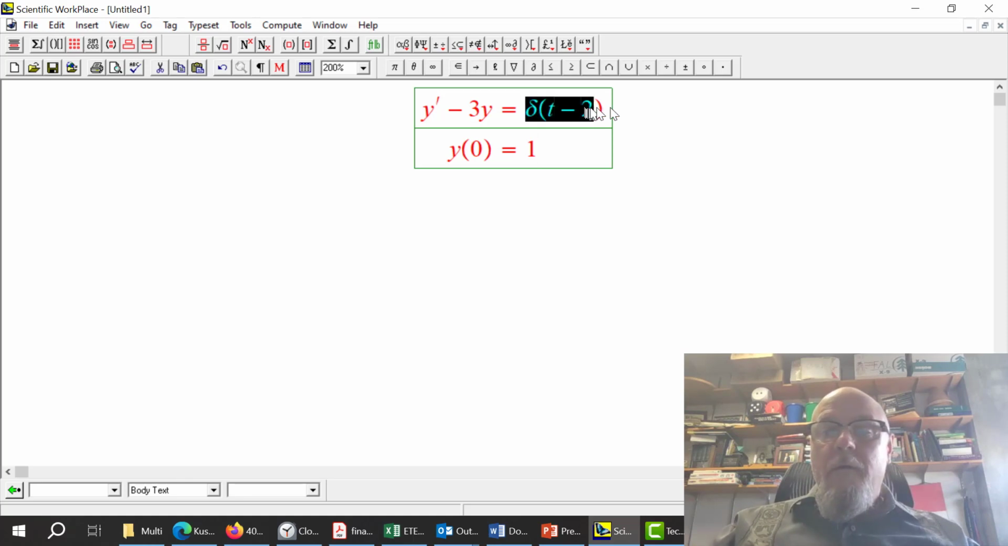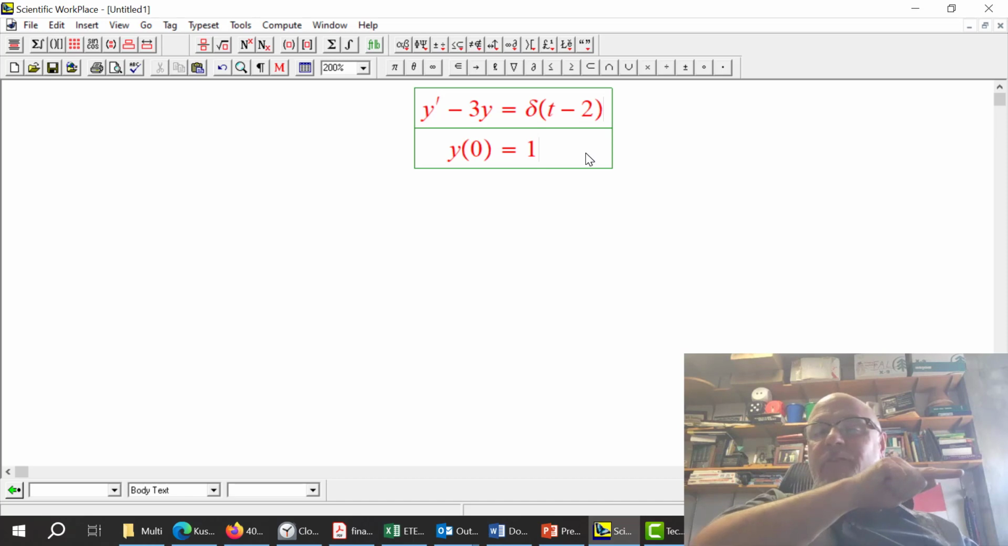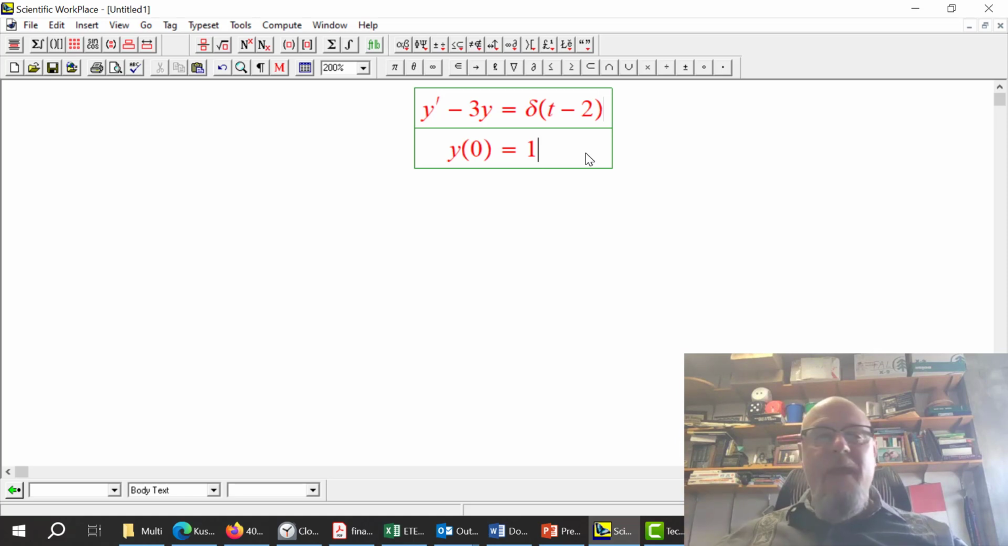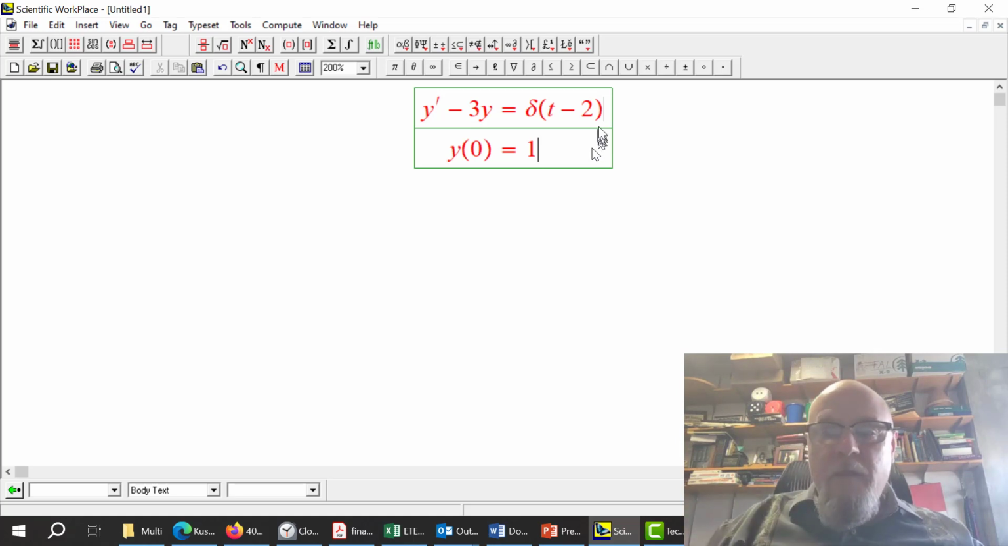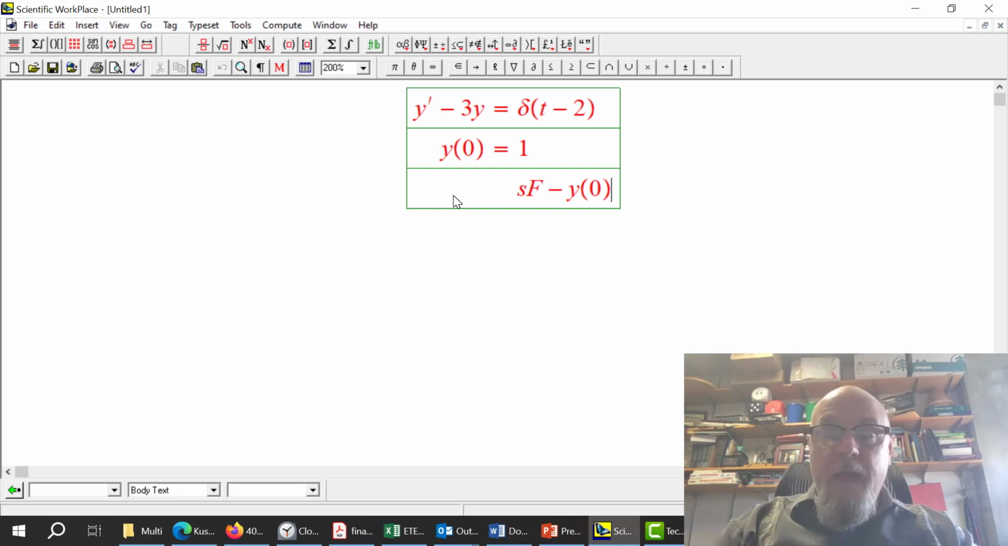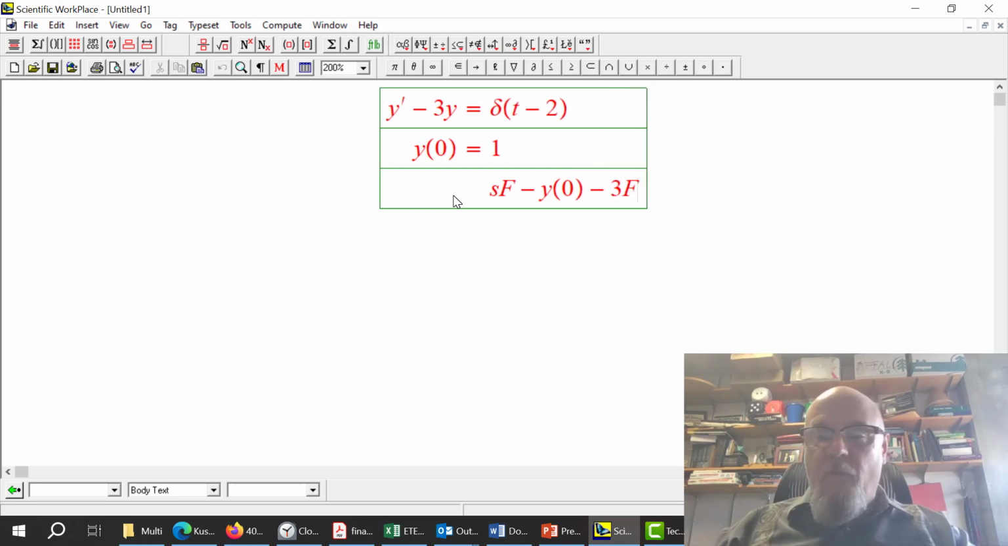So this function, the Dirac delta function shifted over at 2, is 0 until 2 seconds, then it's an infinite spike at 2 seconds exactly, and then it's 0 afterwards. So we're going to solve this with Laplace transforms. So our transform of y prime is sF minus y naught, minus 3 times our transform of y is F.